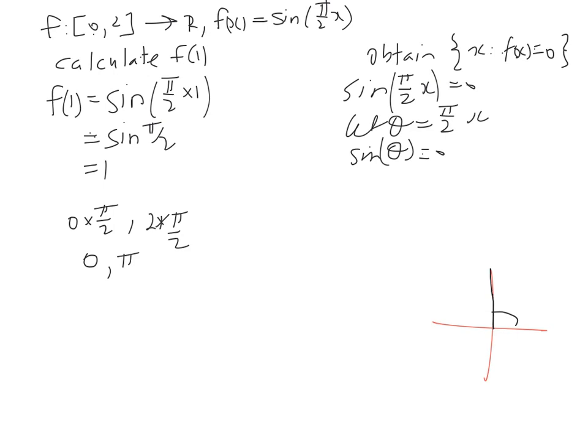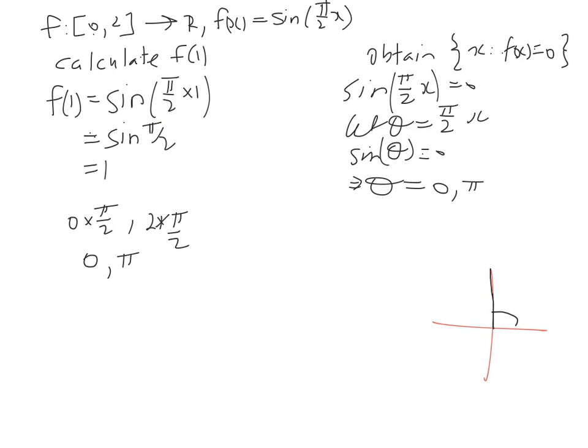So we want to find out where sine of theta equals 0. Well, in our unit circle, between 0 and pi, we know it's going to happen at 0, and we know it's going to happen at pi. So therefore, we say that theta equals 0, and then equals pi.